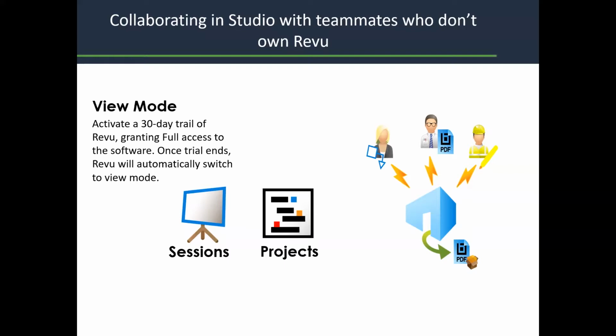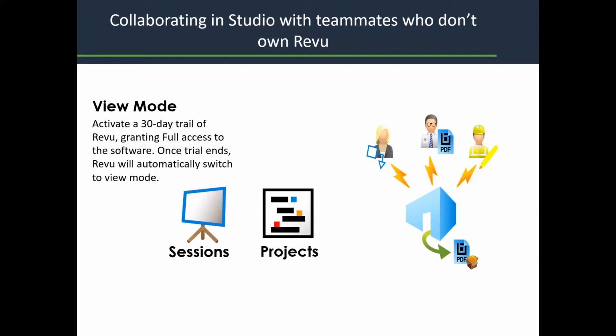Clients that you are coordinating with or utilizing in terms of subs, contractors, they can activate a 30-day trial of Revu, granting them full access to the complete software. But once that trial ends, Revu will automatically switch to view mode. Within the Studio sessions, if you do have view mode, you don't have the full license, you can still interact with the same things and tokens within sessions.